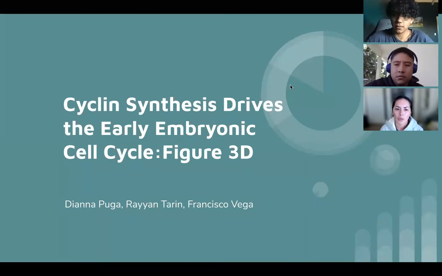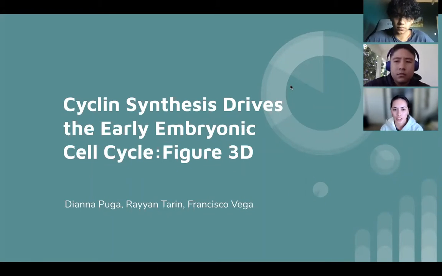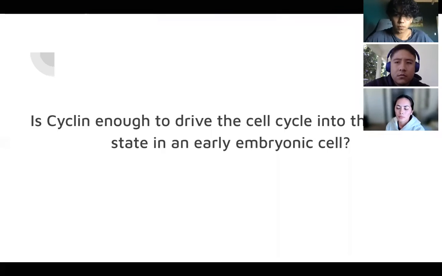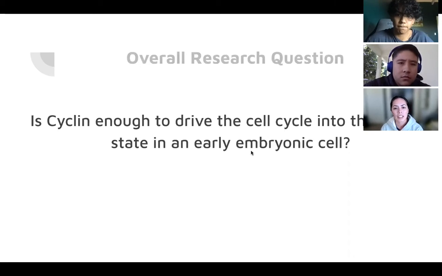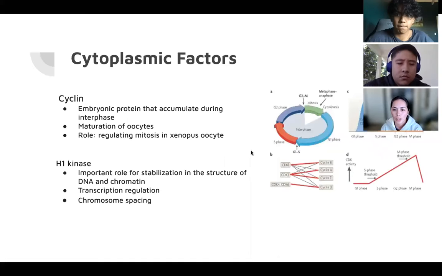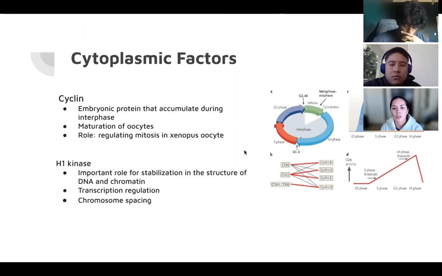So the paper that we're focusing on is called Cyclin Synthesis Drives Early Embryonic Cell Cycle, and we are focusing on figure 3D. The major question for this article is: is cyclin enough to drive the cell cycle into the mitotic state in an early embryonic cell? We see that cyclin is an embryonic protein that accumulates during interphase and has a rapid decline during mitosis. Throughout the study, cyclin is a mitosis regulator.